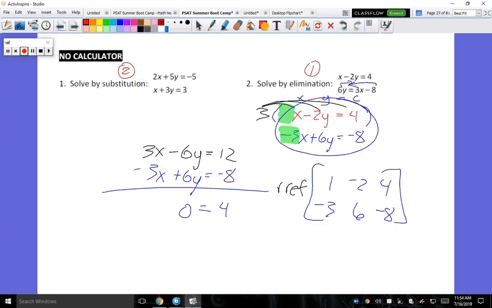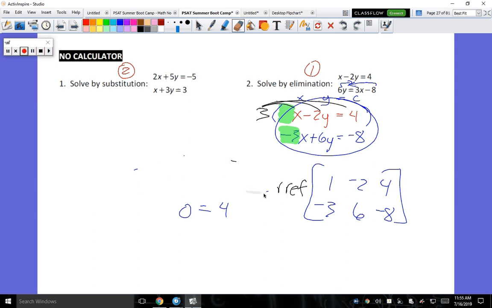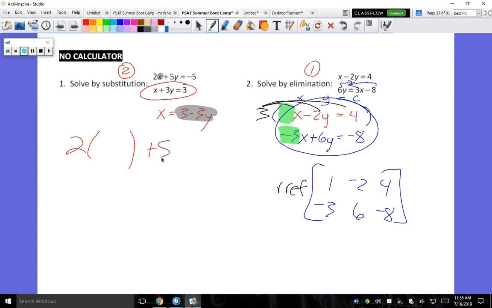Alright, so let's go over here with substitution. Now substitution, we know, is just to get one of these variables by itself and throw it into the other piece. So you could get this as x is equal to 3 minus 3y, and all you're going to do is take this and plug it in here with parentheses, and you're going to solve for y.